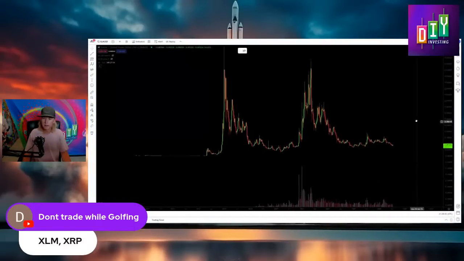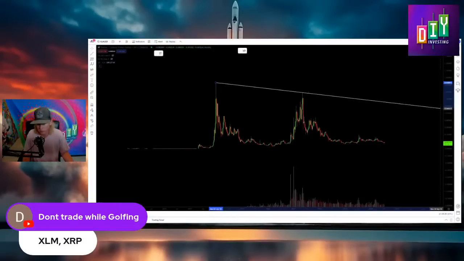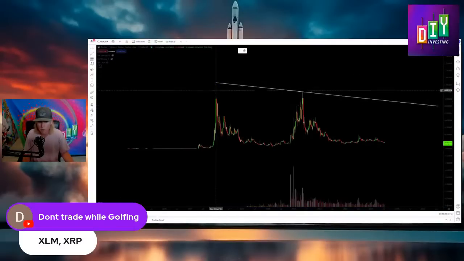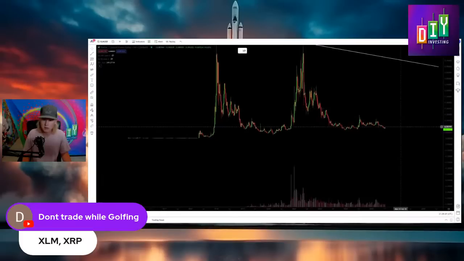So when we're looking at Stellar Lumens, it's in the exact same situation as XRP. They're going to follow each other. The only difference was XLM outperformed because you ended up seeing a lot of people rotate their XRP into XLM after the lawsuit. And so it actually ended up outperforming XRP. However, I don't think that that's going to be the case long term.